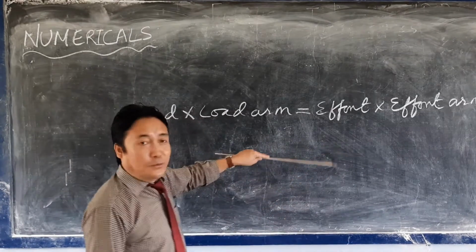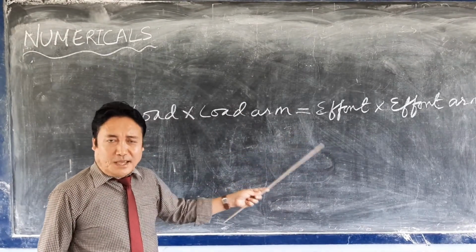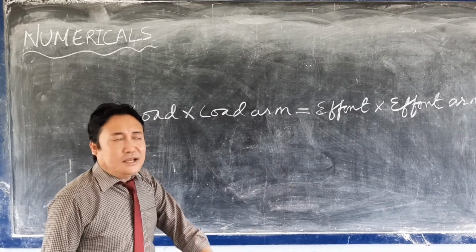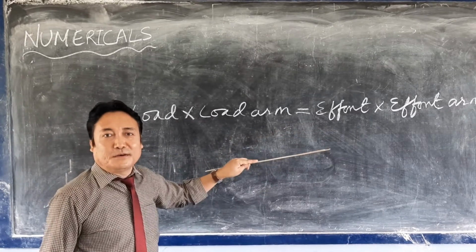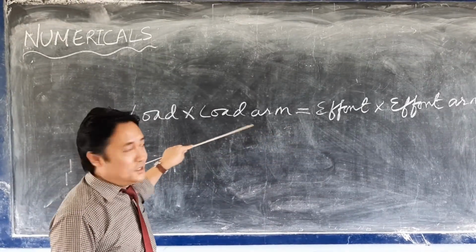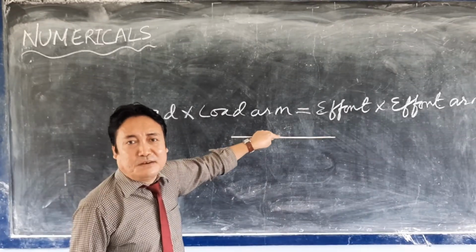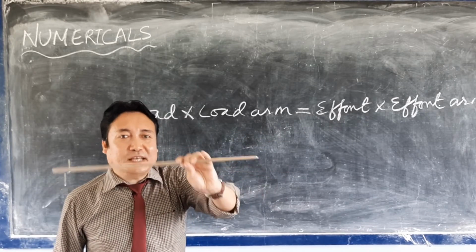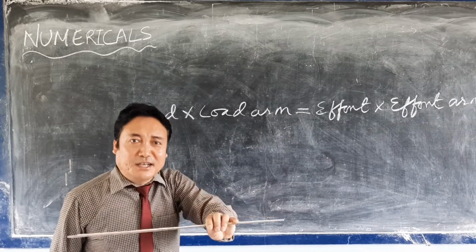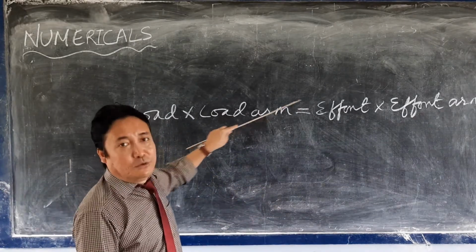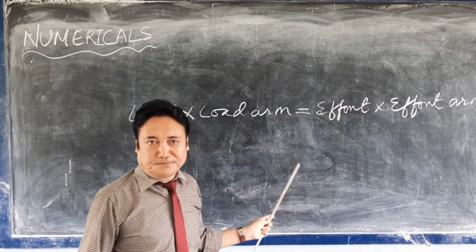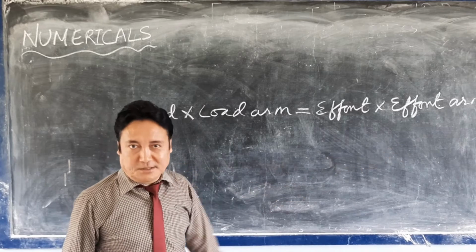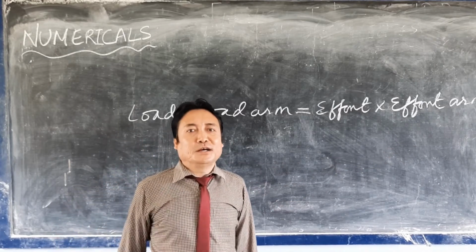Now when you solve these numericals, you can find mechanical advantage, you can find load, you can find effort. And if the load arm and effort arm are given, you can use the principle of lever also. This principle of lever states that the lever will be in stable equilibrium, that means the stable condition, when load into load arm equals effort into effort arm. This principle is very important when you solve the numericals. Now next, let us come to the numericals.